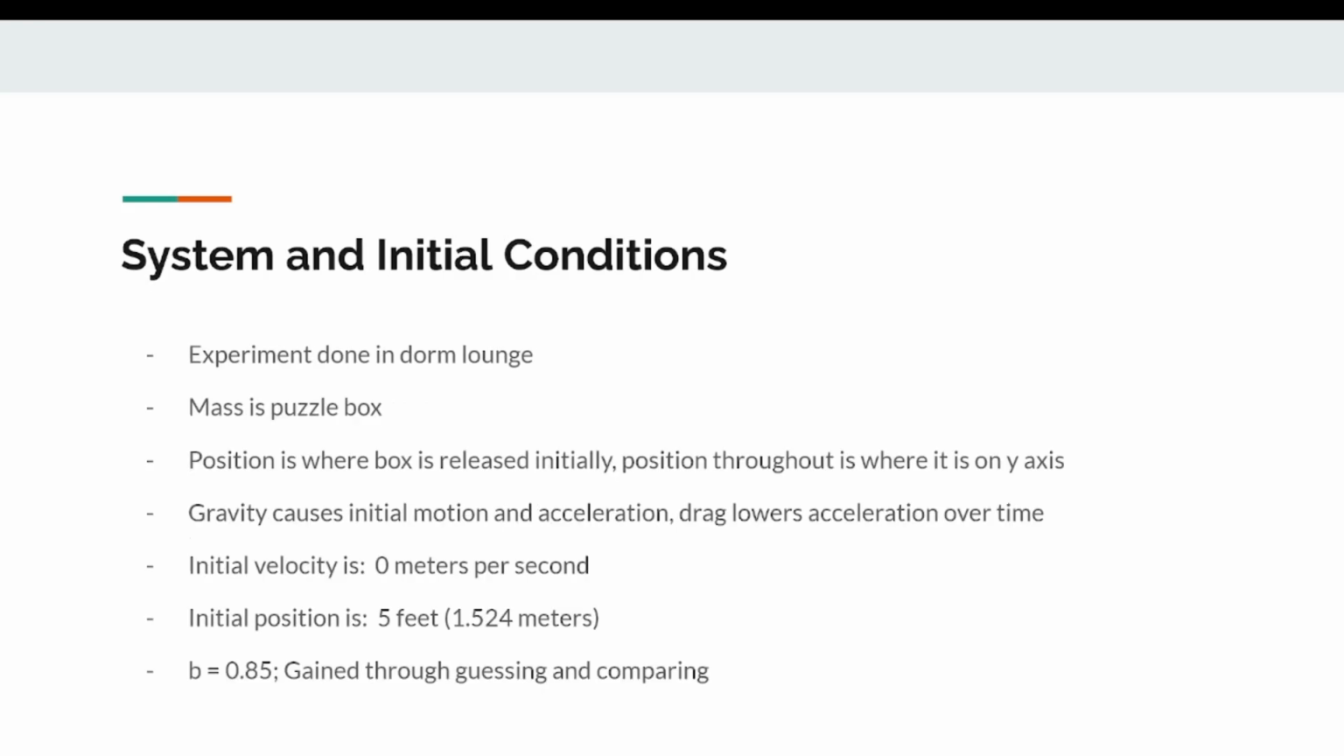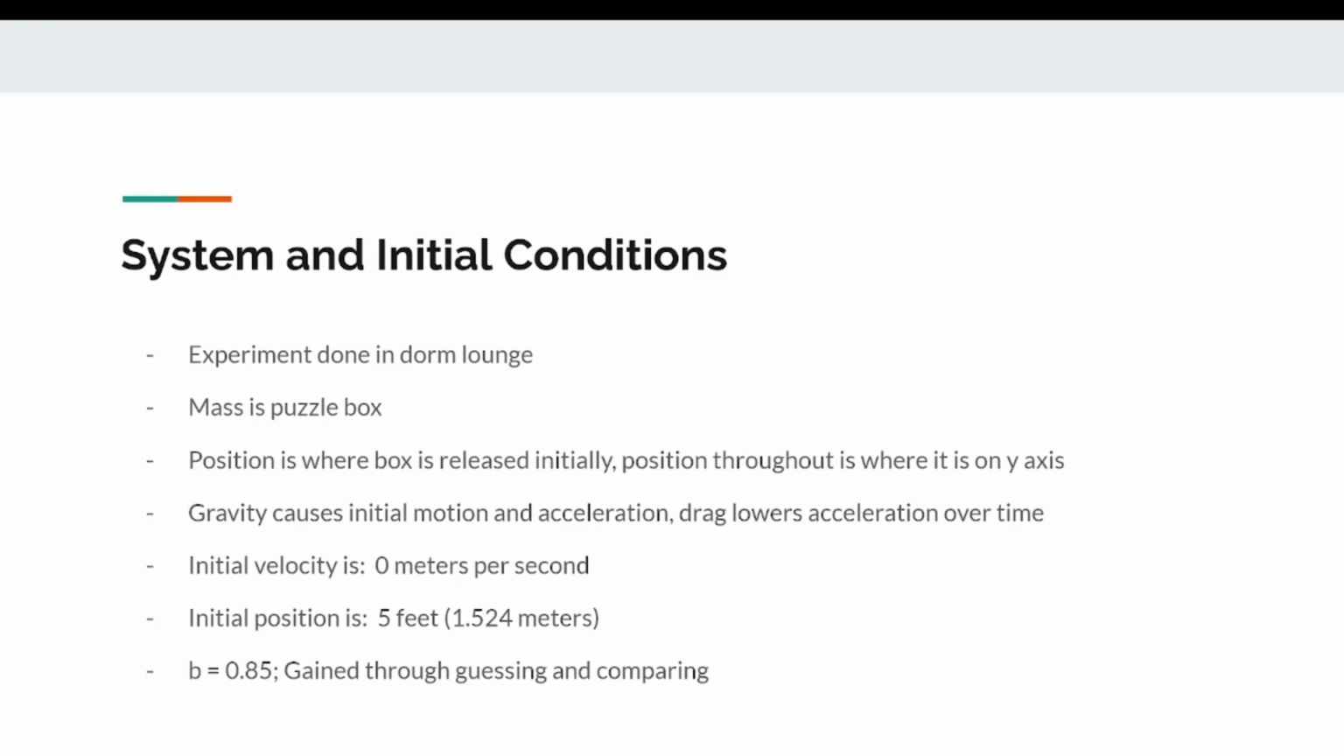So the system, the surroundings was the dorm lounge that we did the experiment in. The system itself was a puzzle box, which was also the mass. The position is where the box is released initially, and where it is along the y-axis until it touches the floor. Gravity causes initial motion and acceleration, but drag lowers this acceleration over time until that acceleration approaches zero.